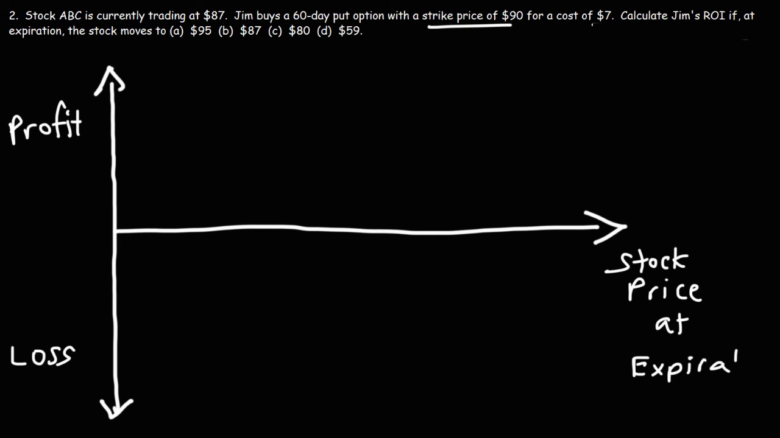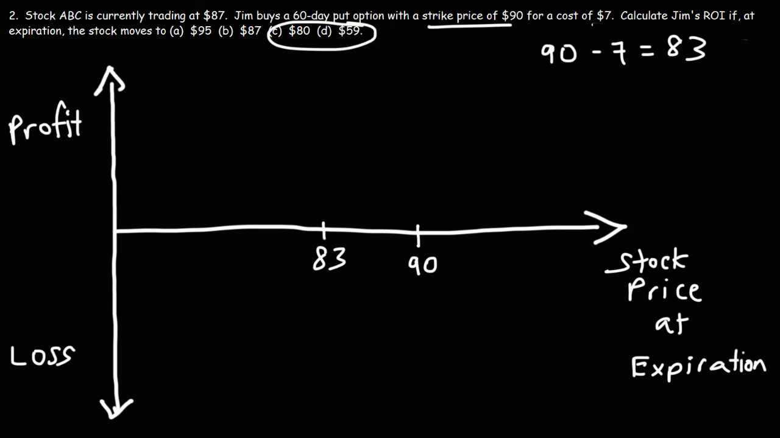So to draw the profit loss diagram, the first thing you want to do is plot the strike price. So the strike price is $90. The second thing you want to do is calculate the break-even point. For the put option, it's going to be the strike price minus the cost of the put option. So it's $83. So in order for this strategy to be profitable, the stock has to move below $83. And that's why part C and D were profitable values because the stock moved below 83.